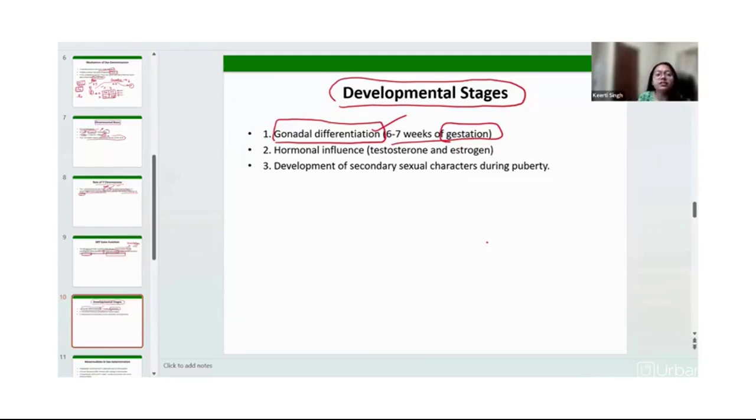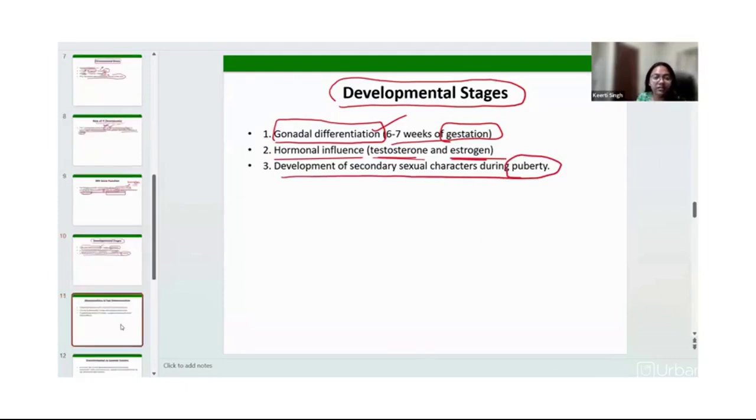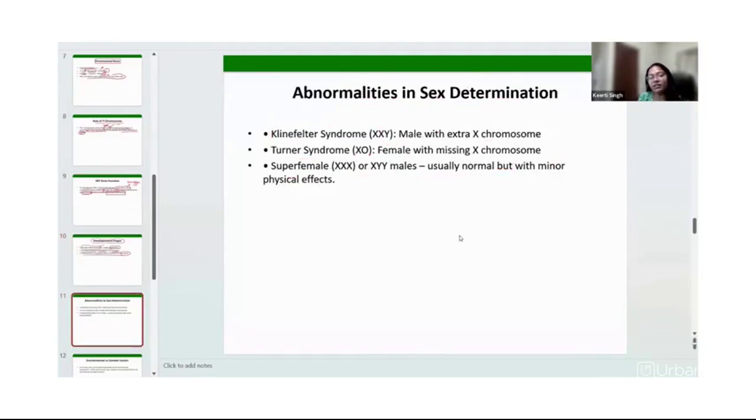Of course, after development of the gonads, there will be some kind of hormonal influence, right? In case of male, testosterone is the hormone responsible for this influence. In case of female, the hormone synthesized is estrogen. And ultimately, what will these hormones do? They will develop the secondary sexual characters during puberty, right? Hope this is clear, right?